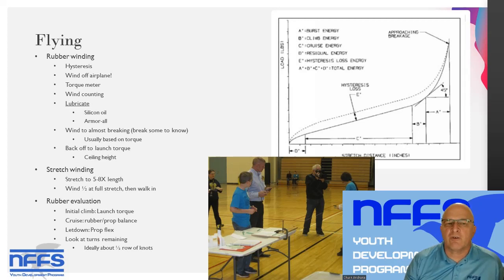Look at the turns remaining when you're landing. You can count the turns and log that, or you can just glance at the rubber and look at how many knots are in the rubber. We tend to like about half a row of knots. If you have a full row or more of knots, then you need thicker rubber to get a little more power out and use up the winds that you're putting in.